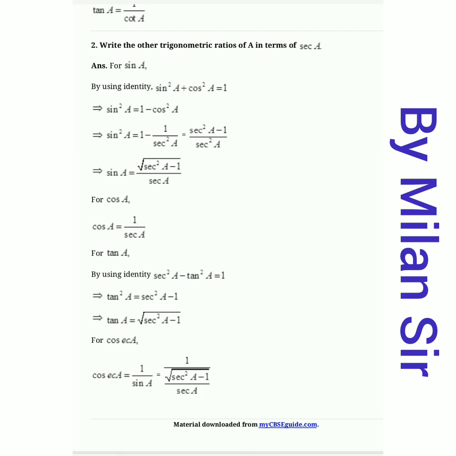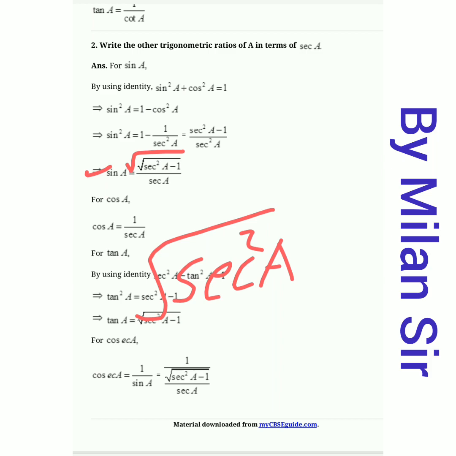Now here sin square A is there. We are finding sin A, so take square root on both sides. Sin square A becomes sin A, and the square root on the right hand side: the numerator is already written in square root, sec square A minus 1, and in the denominator, again it is sec square A. So the square root of sec square A, this exponent and square root cancel. So finally it is written as sec A, right?